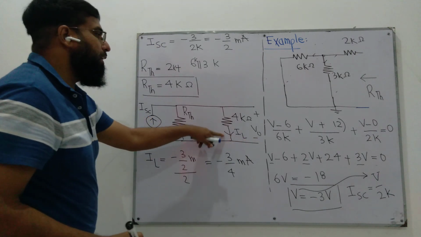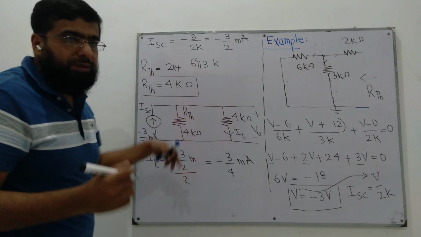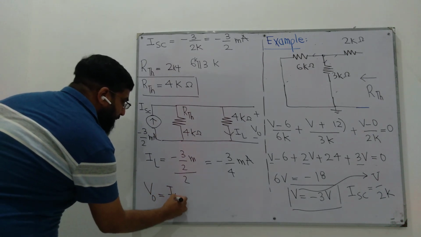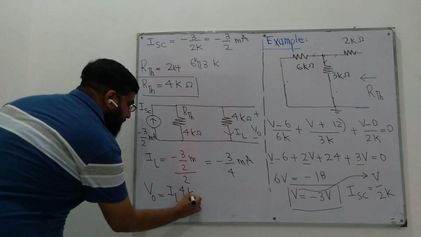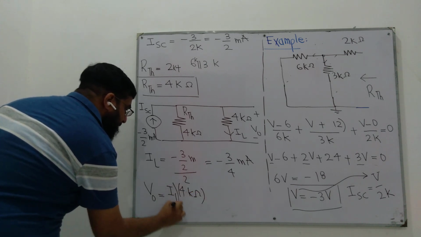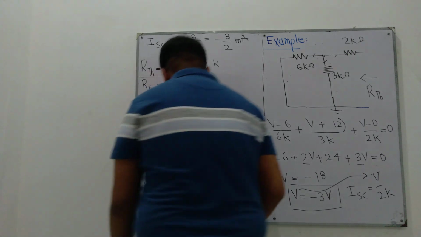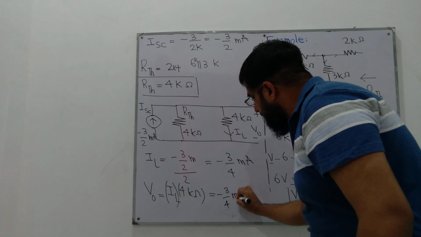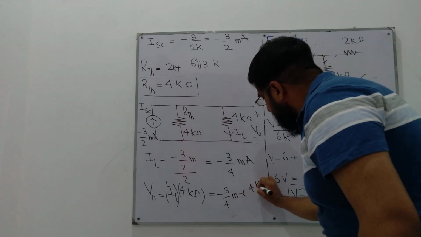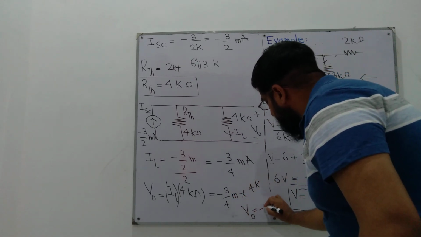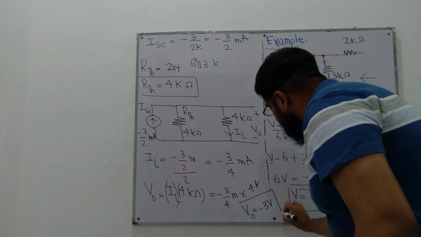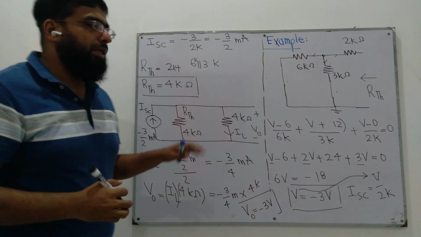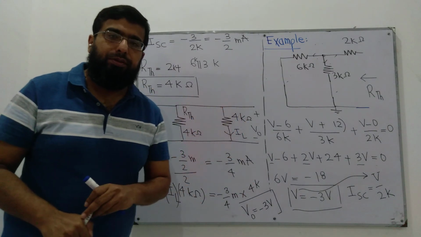And we are interested in finding V out. Now we know IL, and the value of this resistor is 4k. We simply multiply them together to find V out: IL times 4k, which is minus 3 by 4 milli times 4k. So V out comes out to be minus 3 volts, the same answer that we obtained when we solved this same circuit using Thevenin's theorem.